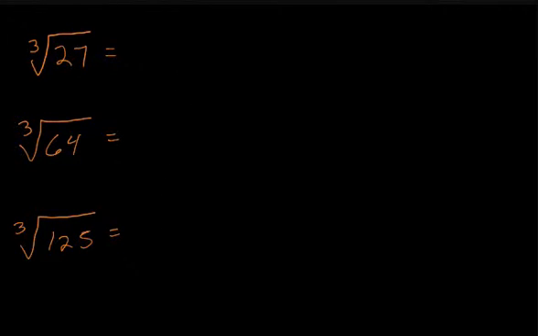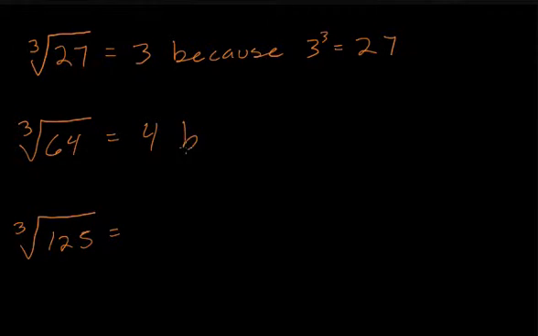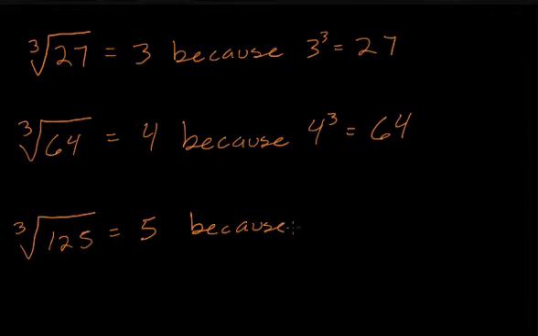All right, let's go over the answers. So the cube root of 27 is going to be 3, and this is because 3 cubed equals 27. The cube root of 64 is going to be 4 because 4 cubed is 64. And then finally, the cube root of 125 is going to be 5 because when you cube 5, you get 125.